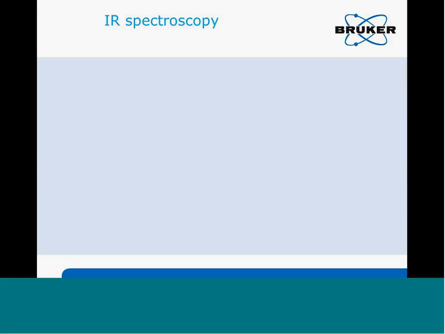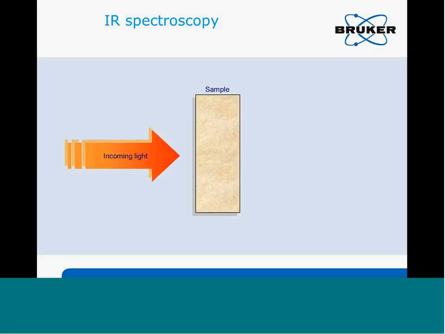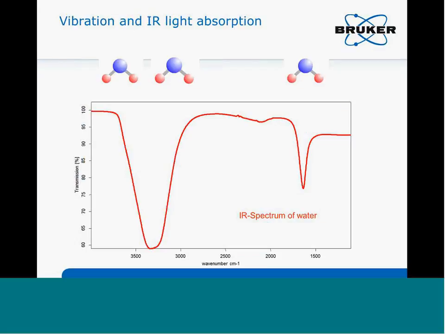In spectroscopy, we are not dealing with single molecules, we are dealing with samples. This is how the experiment is typically done. We have a sample, light will be absorbed by the sample, and we are measuring how much light goes through the sample, for transmission. So this is an example of a water molecule.